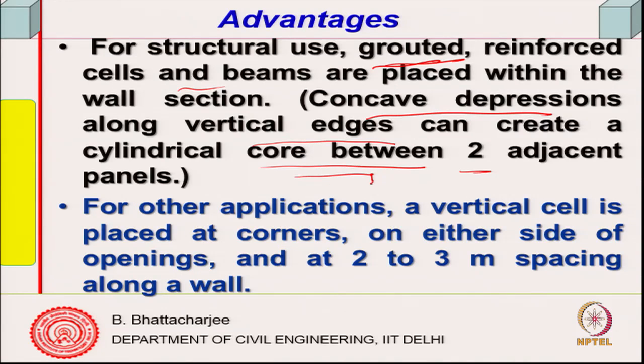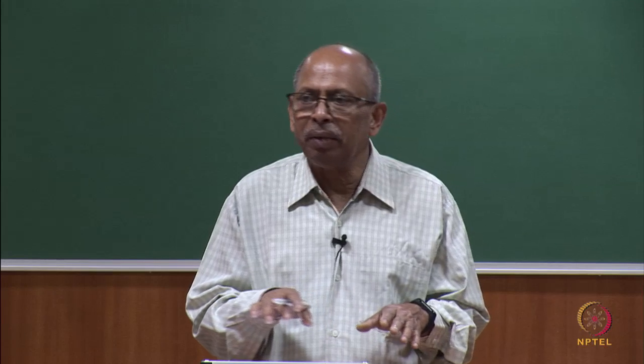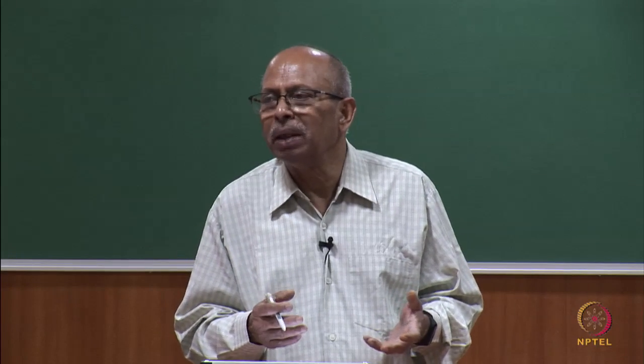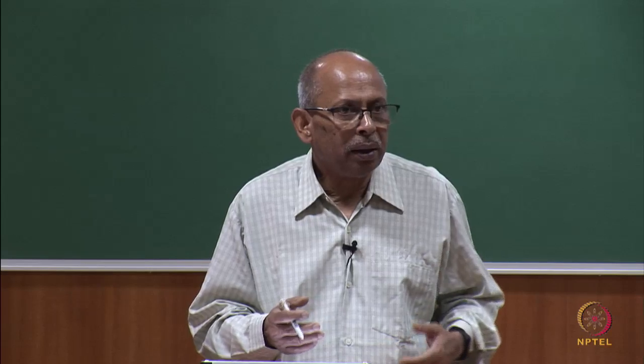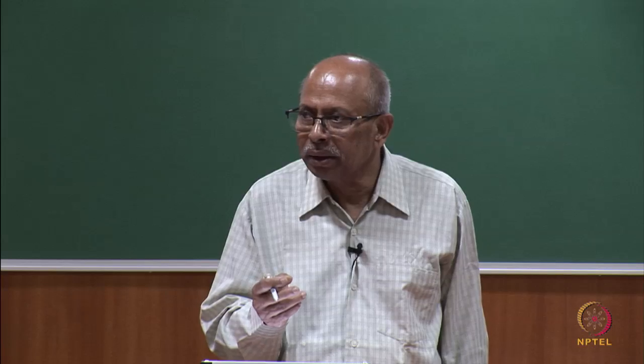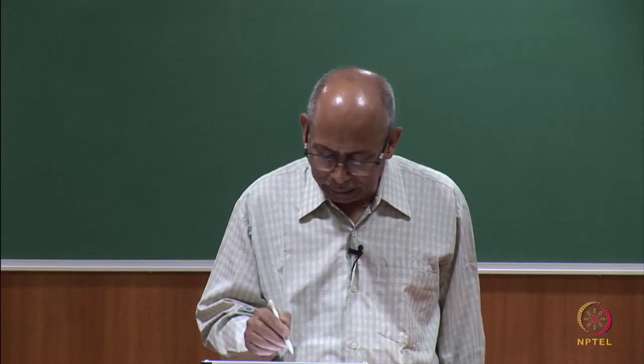For example, you might have a panel like this and another panel like this, and then reinforcement could be here, something of this kind. So, concave depressions along vertical edges can create a cylindrical core between two adjacent panels. If it is for floors or slab, this cannot take the load, so you have to reinforce it. So, you can create concave depressions where you put the reinforcement and that kind of thing.